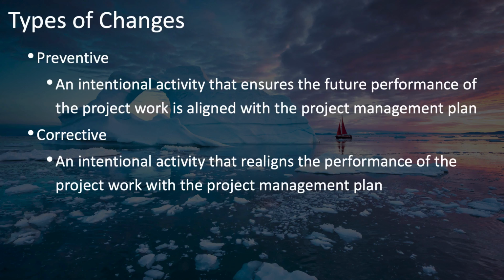A corrective change, on the other hand, is an activity in which something has gone wrong. Perhaps you've gone through your control quality process and you've identified that there's something going on that is creating problems and your deliverables aren't passing your quality requirements, and you have a suggestion for a change that would correct whatever needs to be changed in order for future project work to be aligned and valid.